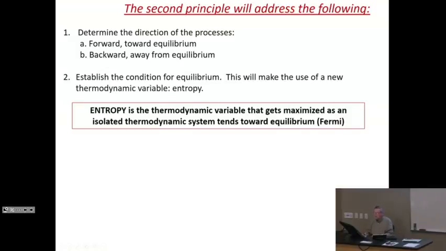So let's now get to the second principle, and the second principle has to address the following problems. First, we have to determine the direction of process, forward toward equilibrium or backward away from equilibrium. That is something that has to be determined by the second principle. The second principle establishes a condition for equilibrium. This will make use of this variable, entropy. And here is the formal definition of entropy by Enrico Fermi. Entropy is the thermodynamic variable that gets maximized as an isolated thermodynamic system tends toward equilibrium. That is formal.